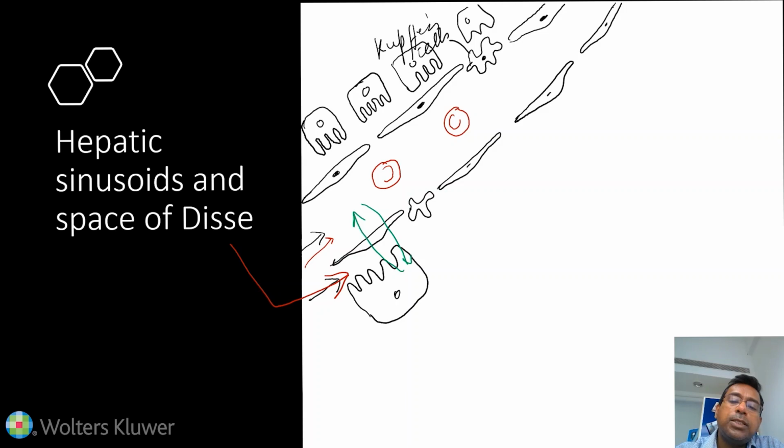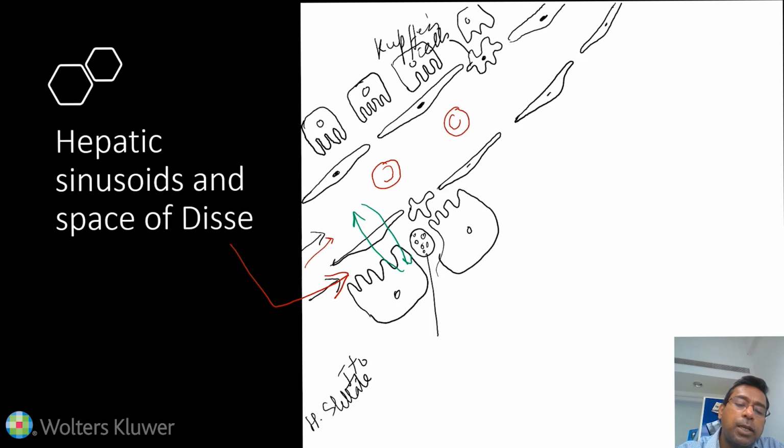There is another cell present here. That's the hepatocytes. So this cell here is known as Ito cell, or it is also known as hepatic stellate cell. They store vitamin A, and they may perform some other functions.